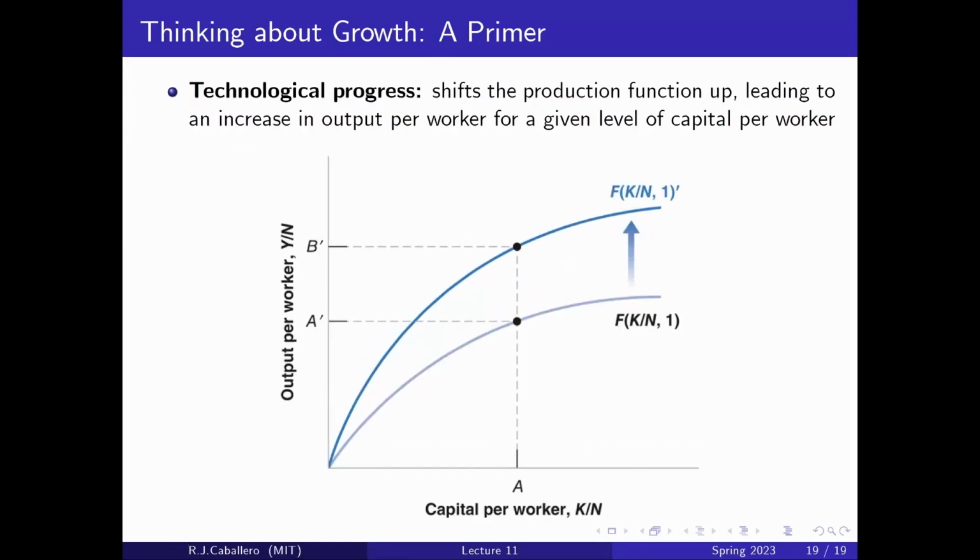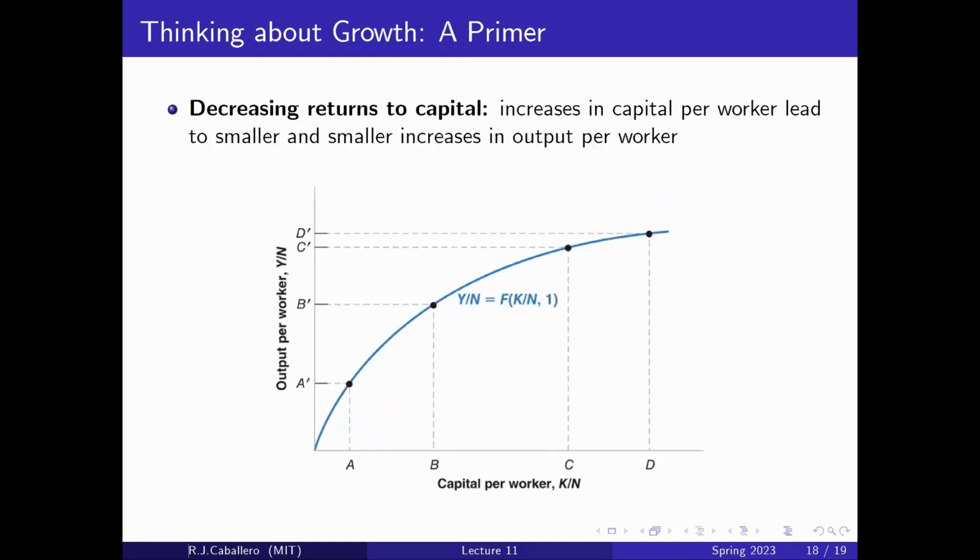Then the second, we said, so when you move along this, you can increase output per person by simply increasing capital per person. And the more you increase capital per person, output will increase more and more, but at a decreasing rate. You can see that the distance between A and B is the same as the distance between C and D. However, the increase in output when you go from A to B is enormous when compared with the increase in output that you get from the increase in capital per person from C to D.